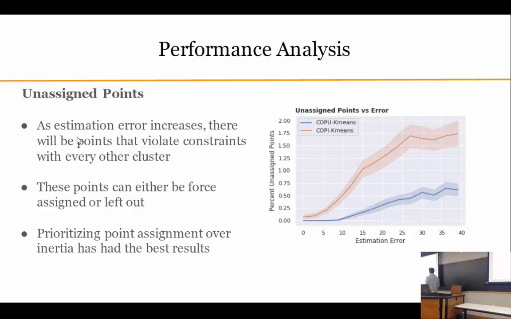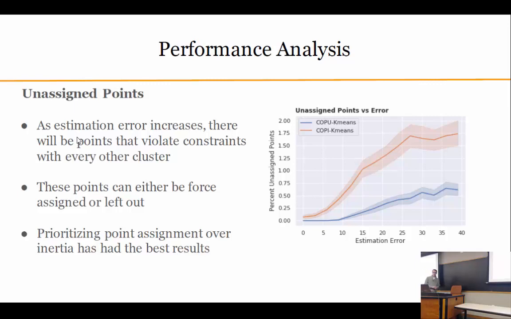But there's a few things you can do in terms of dealing with these unassigned points. One thing I've looked at is actually just force assigning these points to the closest cluster centroid if they violate all constraints. So it's sort of a default to what k-means already does. So that's one way of handling this. These two lines here are both a constrained algorithm. The blue is the algorithm.